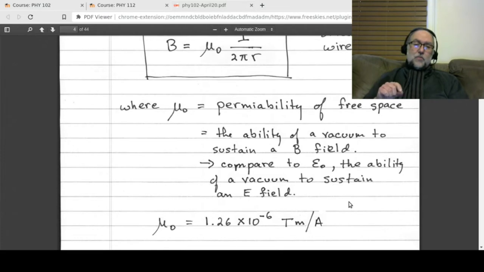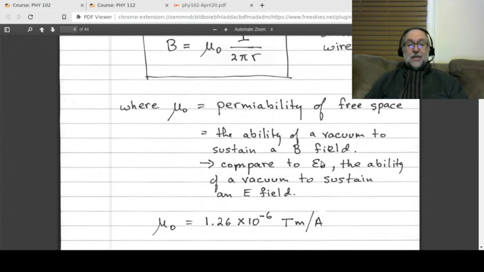The permittivity of free space was kind of like a measure of how much empty space, what we call in physics the vacuum, could sustain an electric field. Electric fields can travel through matter, but they can also travel through empty space. Empty space isn't without properties, and one of those properties is how much electric field can be sustained in it. That is what epsilon naught measures.